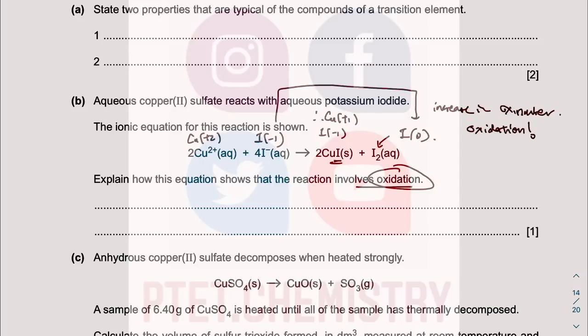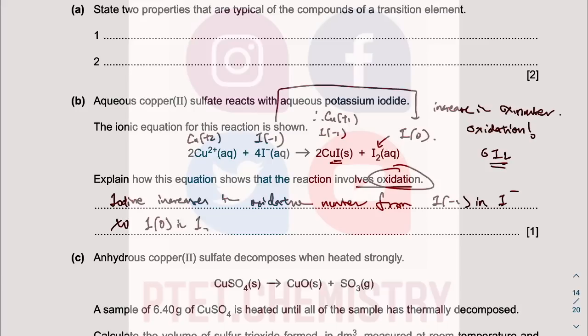Okay, so you can also think about OIL RIG. So oxidation is loss of electrons. So you go from -1 to 0, so you must have lost electrons. You must have given away the electron. That's why you lost the negative and you increase the oxidation number. They're all related really, okay? So the iodine increases in oxidation number from iodine -1 in I- to iodine 0 in I2.